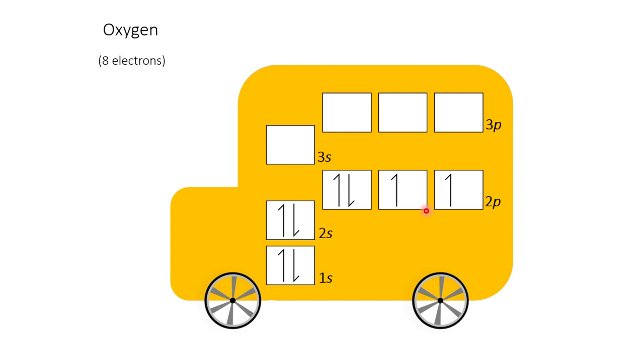Each one of these fills with parallel spins, and then the last 2p orbital gets the second down electron. Again, remember the up and the down arrow indicate the spin, which is that m sub s quantum number. If we want to write out our electron configuration, it's 1s2, 2s2, 2p4. The exponent is the number of electrons that you have in that level.